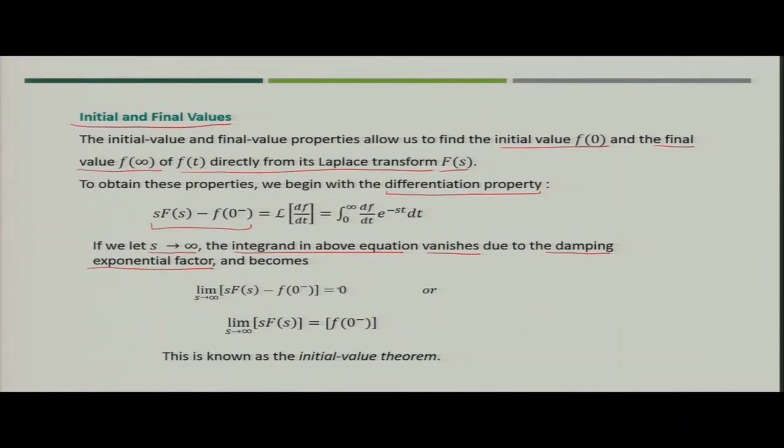So when it becomes 0, you can simply write it as limit s tends to infinity, s F(s) minus the value of the function at 0 equal to 0. Because this value will be a constant, you can simply write limit as s tends to infinity, s F(s) is the value of the function at time t equal to 0. So this particular property is known as the initial value theorem.